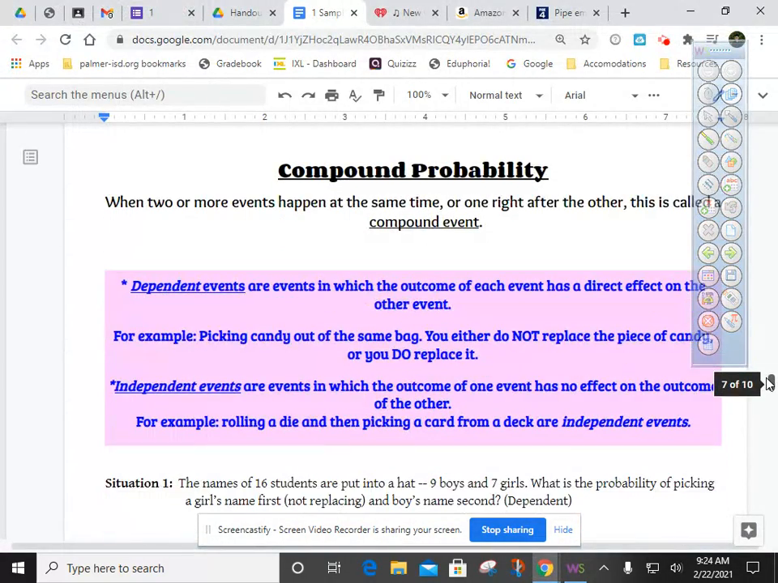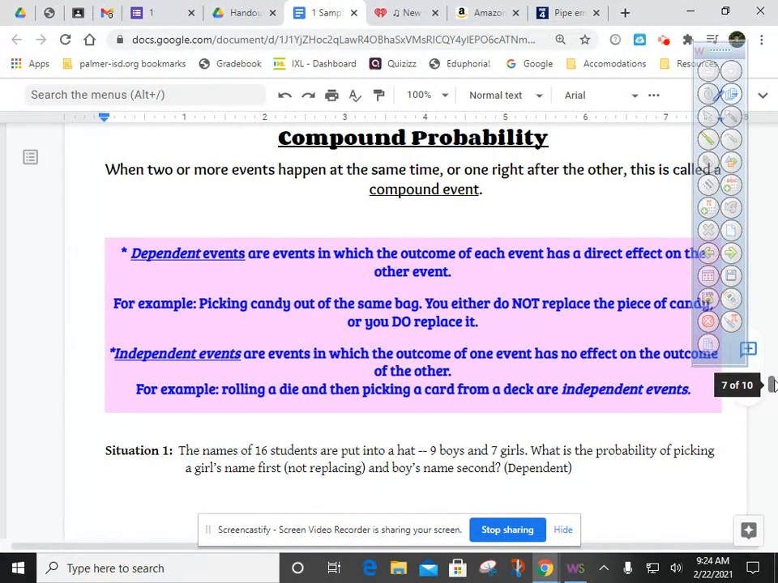Okay, turn the page. So now we're going to talk about compound probability. Compound probability is when how many things happen? More than one. And they're in the pinkish purple area part there. We're going to talk about that for a minute. Okay, we're going to talk about dependent and independent events.